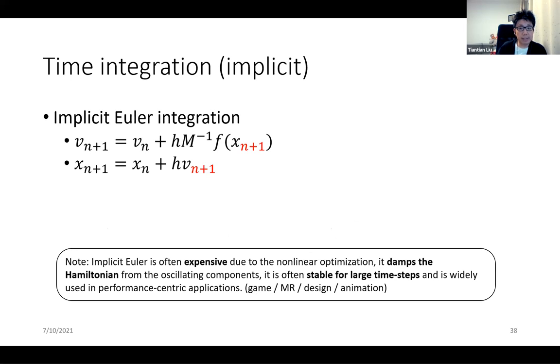Now, note that implicit Euler is often expensive. During the nonlinear optimization, we need to very frequently linearize it and solve it using Newton iterations. It also damps the Hamiltonian of the system from time to time, especially for the oscillating components. But it is often stable for large time steps, and that's why it is widely used in performance-centric applications, such as games, MR, design, or animations.